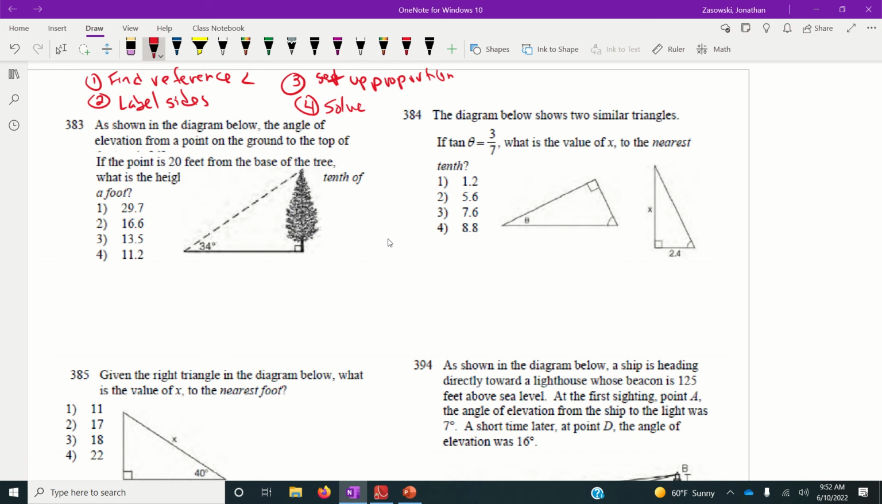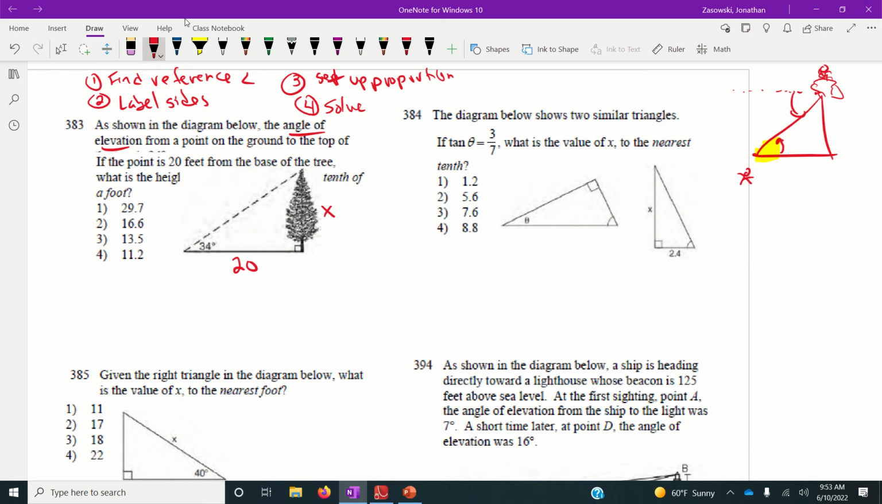So let's look at 383. We have the diagram shown below. Now the angle of elevation is always made when you are down on the bottom and you are looking up at something that's high above, like a tree or a cloud in the sky. The angle of depression would be if you are up on top of the mountain here and you are looking down to the person below. Remember though, the angle of elevation and depression are congruent, so we always want to put it in the bottom corner of our triangle. All right, so if the point is 20 feet from the base of the tree, and this question should say, the diagram is kind of covering it up, what is the height of the tree to the nearest foot?